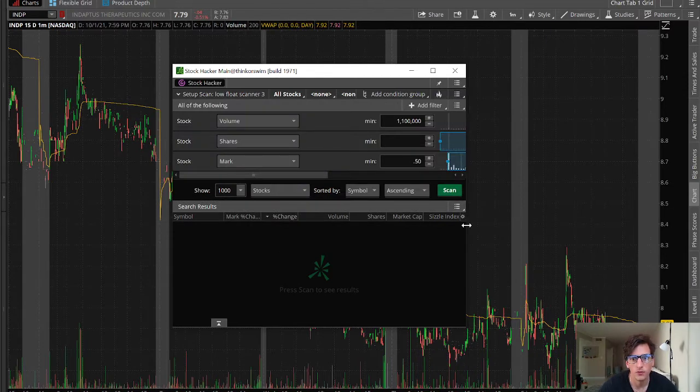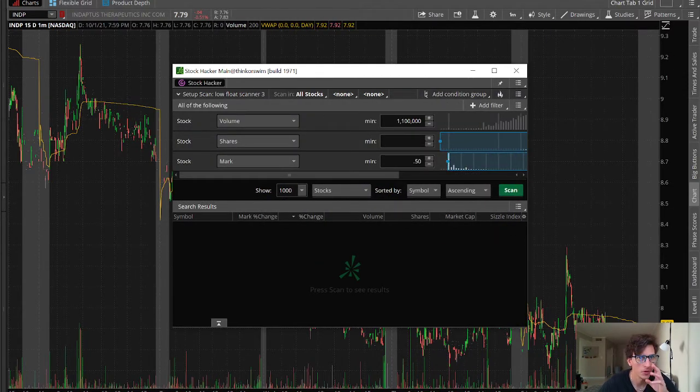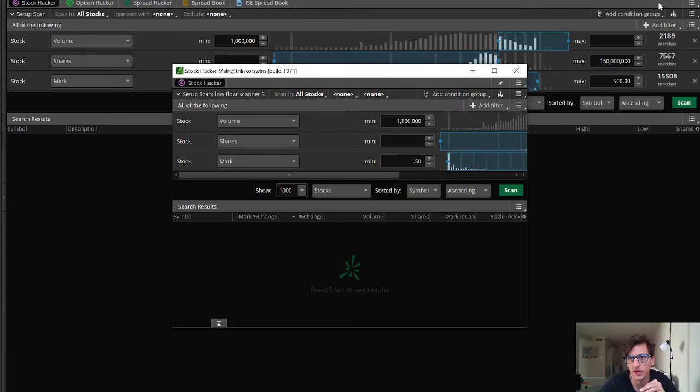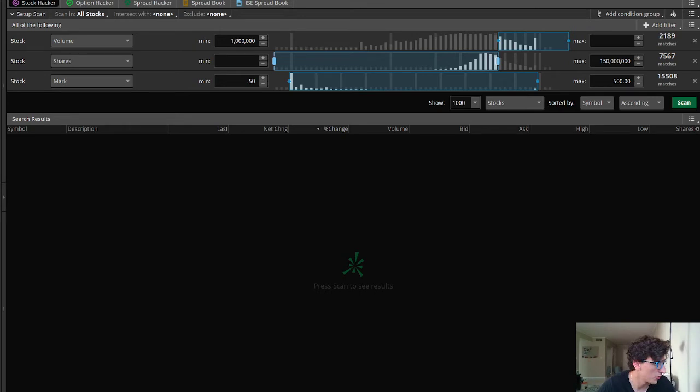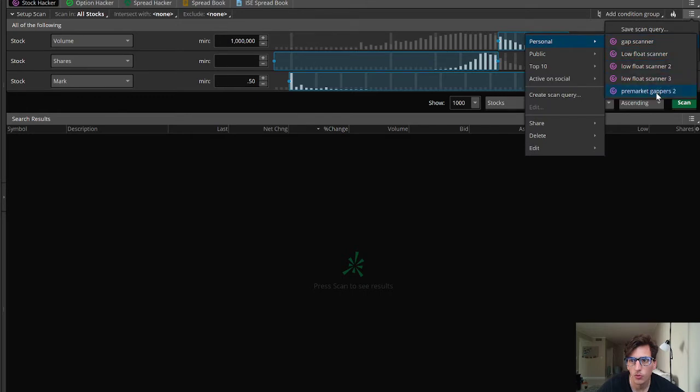So if you go to scan up in the top corner, you get your little scanner. I'll show you on a different screen how I do it. All right, so here you pull up your scanner, and let's see what I got set up. I want to go to my pre-market gappers.